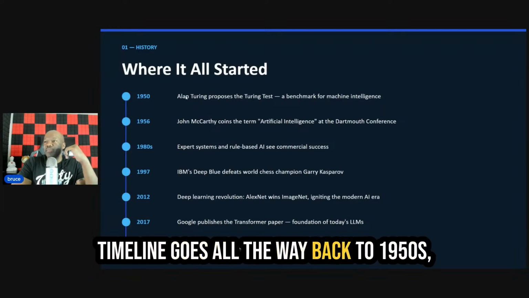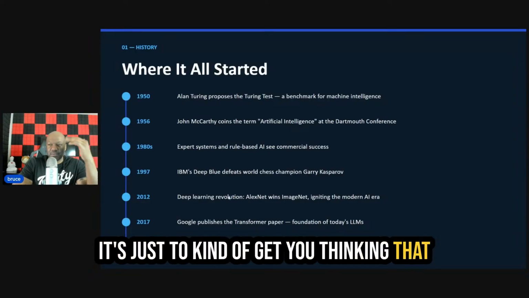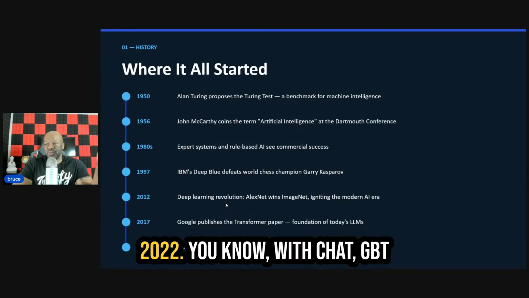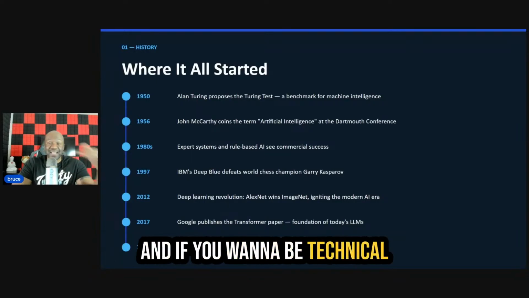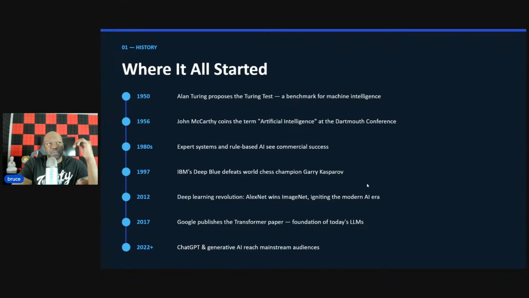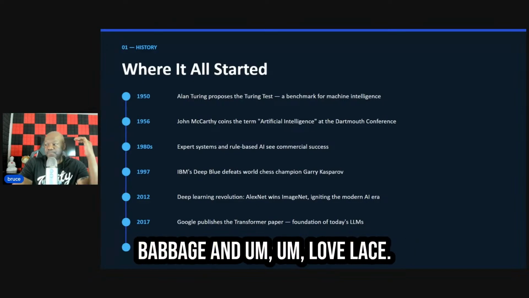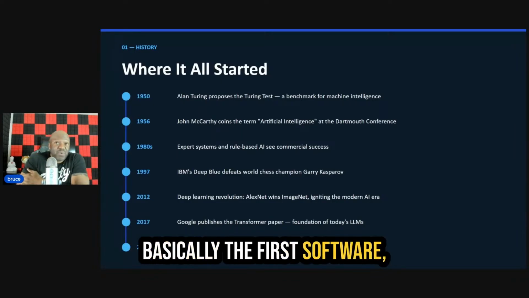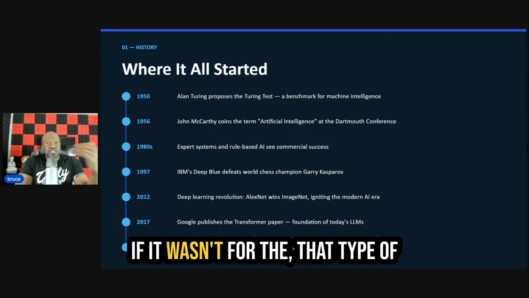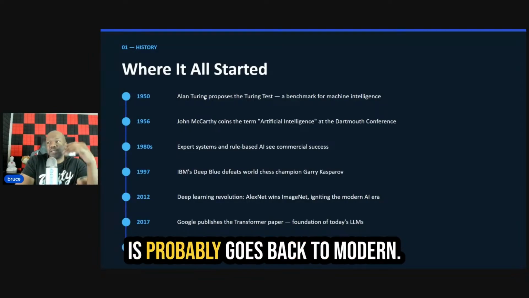This timeline goes all the way back to the 1950s, and I won't spend a lot of time on this. It's just to get you thinking, understanding that this didn't start in 2022. ChatGPT wasn't really the beginning of this. If you want to be technical about it, it goes back to ideas like the analytical engine of Charles Babbage and Ada Lovelace, who created basically the first software for an analytical engine. If it wasn't for that type of thinking, none of this would be possible.